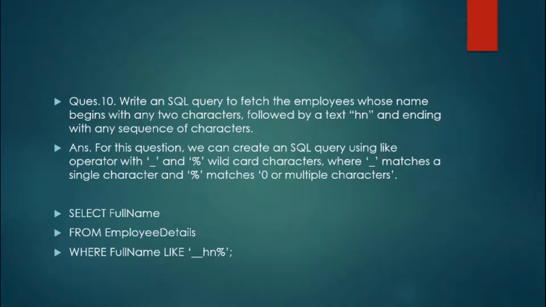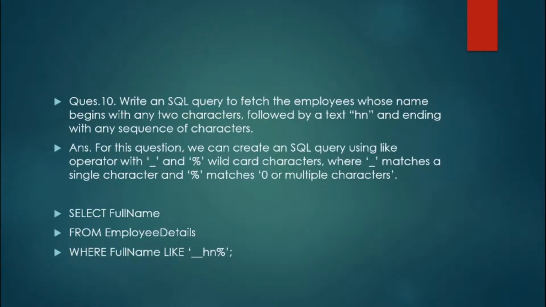Now the next query is, write an SQL query to fetch the employees whose name begins with any two characters followed by the text HN and ending with a sequence of characters. So what it is saying is to fetch the employees whose name begins with any two characters. So what you will do is take two underscores followed by the text HN and ending with any sequence of characters.